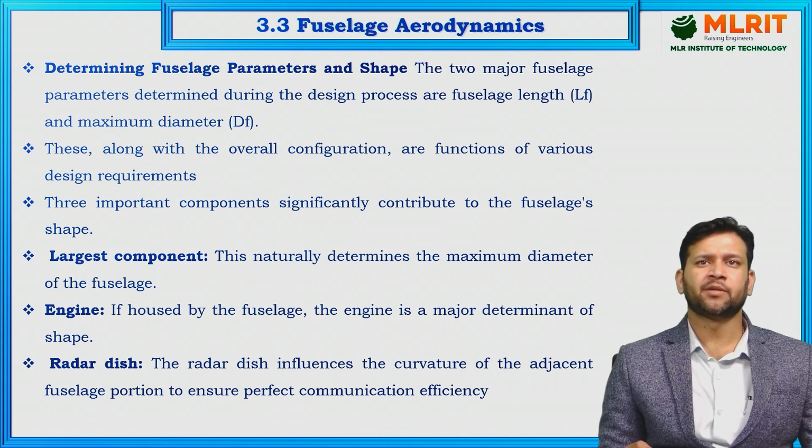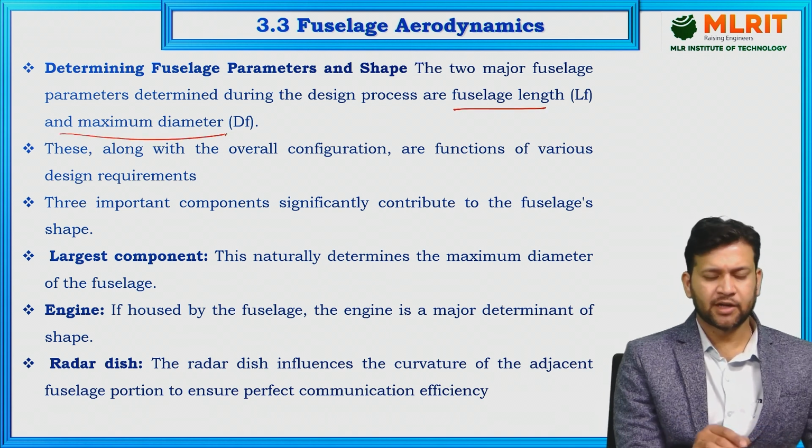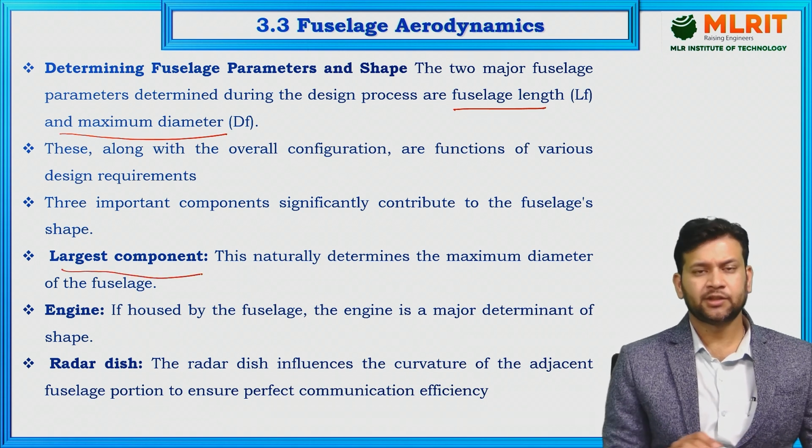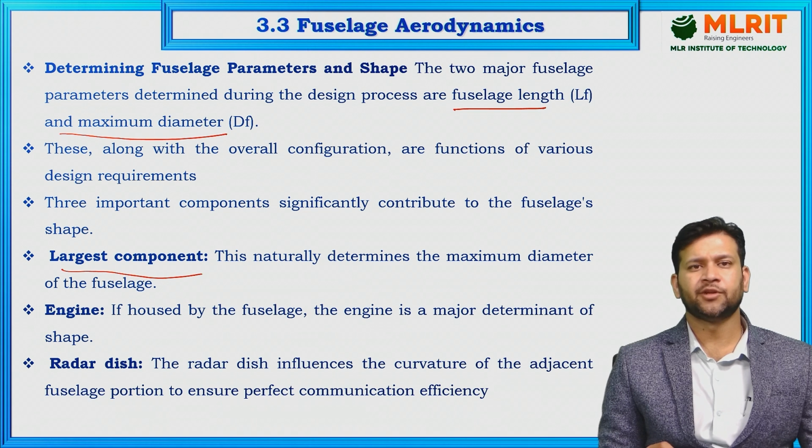Determining fuselage parameters and shape. The two major fuselage parameters determined during the design process are fuselage length and maximum diameter. These, along with the overall configurations, are functions of various design requirements. Three important components significantly contribute to the fuselage shape. Largest component, this naturally determines the maximum diameter of the fuselage. Engine, if housed by the fuselage, the engine is a major determinant of shape. Radar dish, the radar dish influences the curvature of the adjacent fuselage portion to ensure perfect communication efficiency.